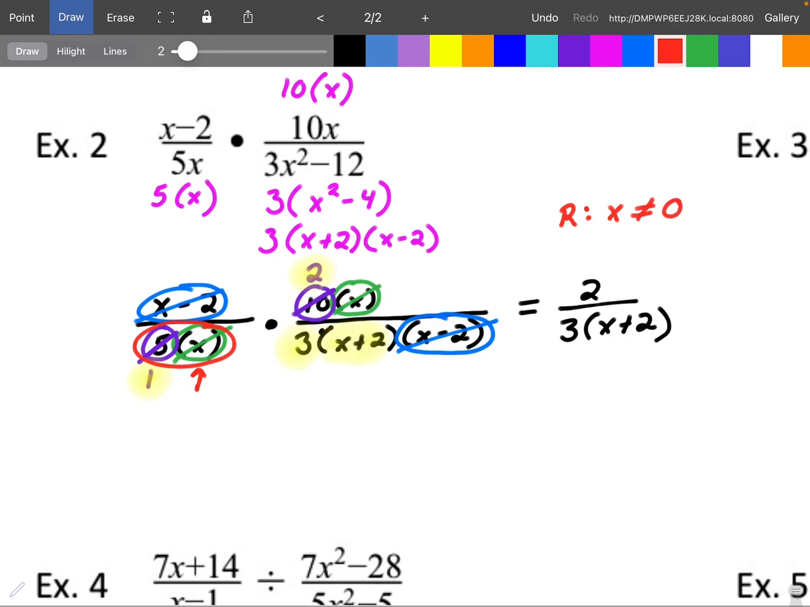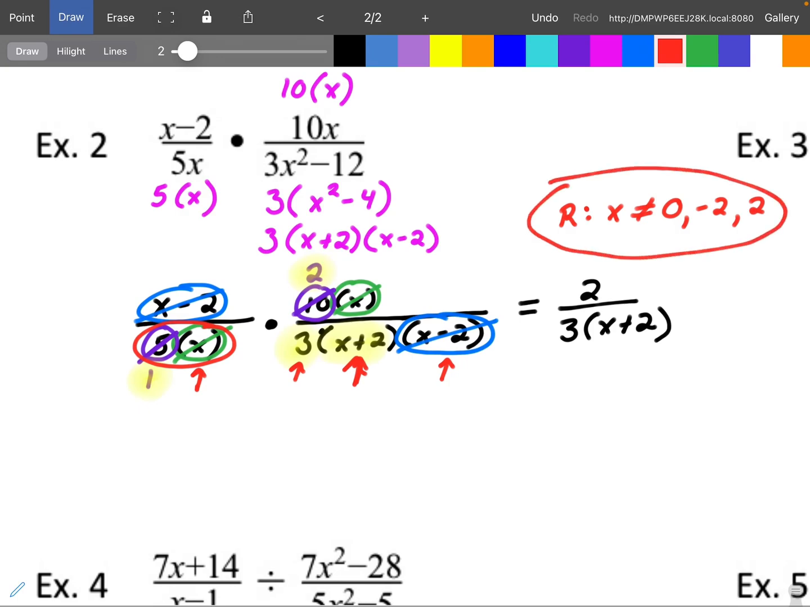And then if I look at my second fraction, well, I don't need to worry about the 3 because 3 can never equal 0. But I do need to worry about this factor equaling 0 or this factor equaling 0. So in order to get this factor to equal 0, x would have to equal -2. So that means x cannot equal -2. So far we have 0 and -2 that x can't be. If we take a look at this last factor, the only thing that would make that factor equal 0 is a +2. So that means x cannot equal +2 either.